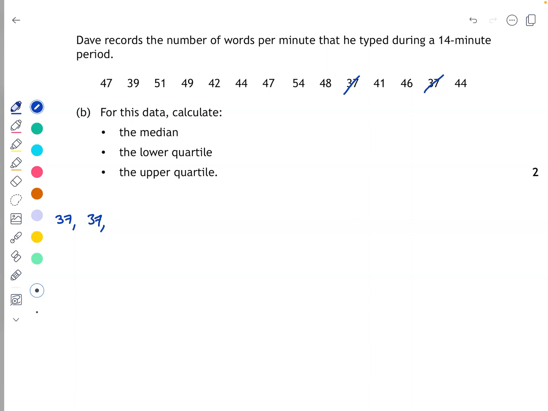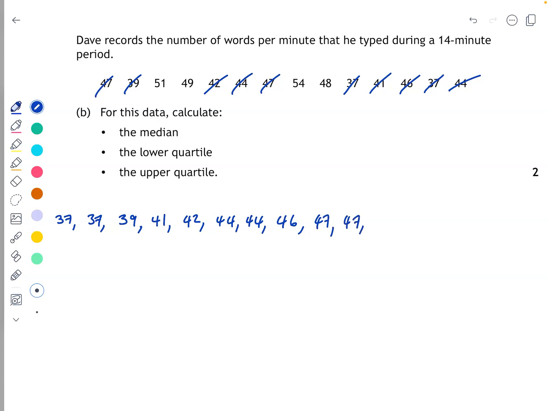Then I've got 39. Then I've got 41. I'm looking, have I got any other 41s? No, but I've got 42 there. Then I've got 44. I've got two 44s. I've got one there, and I've got one there. Okay, now I'm looking, no 45. We've got 46 right there. And then we've got 47. We got another 47 right at the beginning.